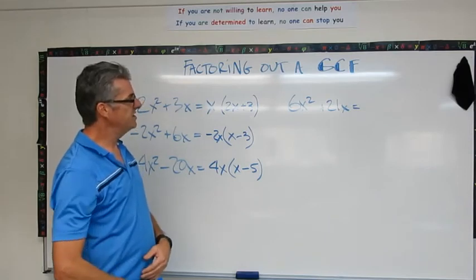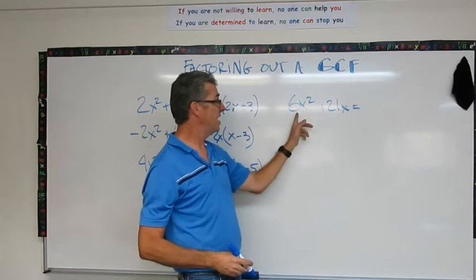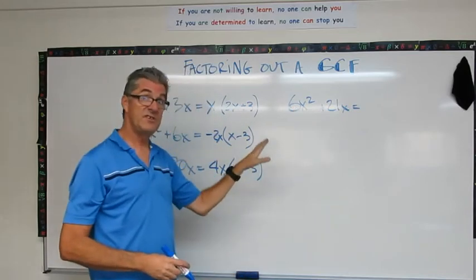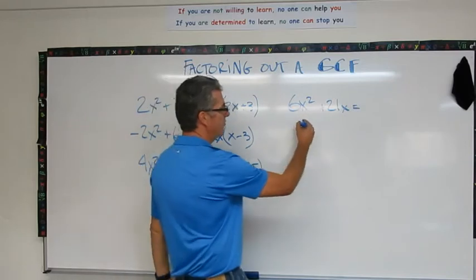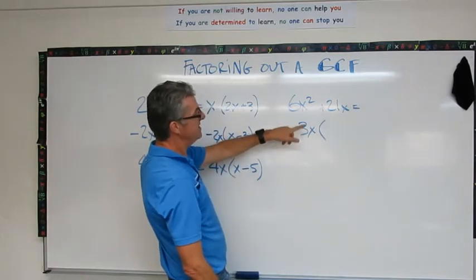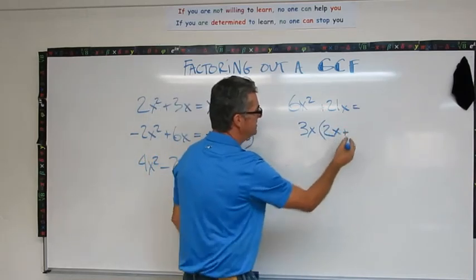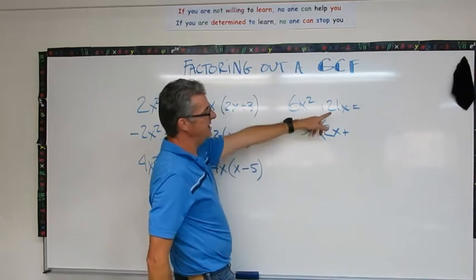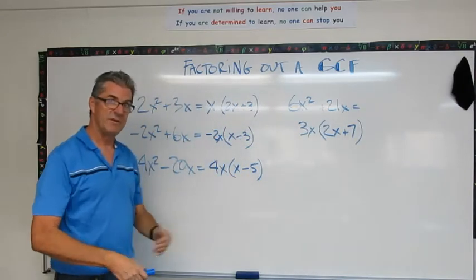Okay, what's my GCF? Well, 6 does not go into 21, so it's not going to be 6. But they're both divisible by 3. And there's an x in each one, so 3x would come out. Now, what do I have to multiply 3x by to get 6x squared? That would be 2x. Plus, what do I have to multiply 3x by to get 21x? That's just 7. So that's the result of that one.